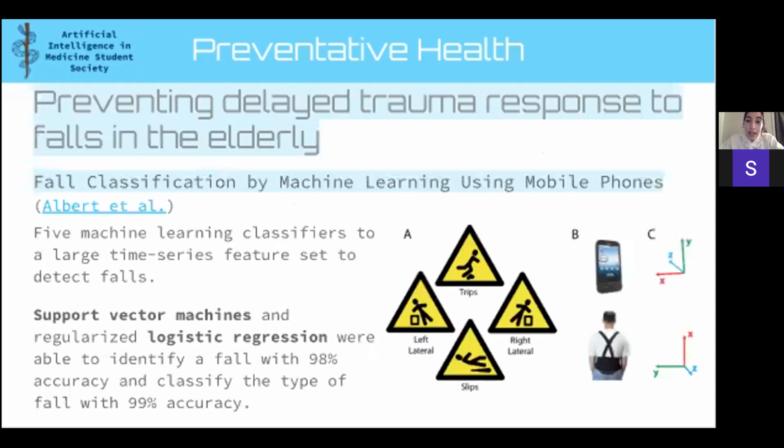So a study by Albert et al. designed a tool that can detect the nature of a fall and alert a patient's caregiver immediately after the fall. To achieve this, a group applied 5 machine learning classifiers to a time series to detect the falls. And out of the 5, they found that support vector machines and regularized logistic regression were able to identify a fall with 98% accuracy and classify the type of fall with 99% accuracy. The study is here in the link if you're interested.